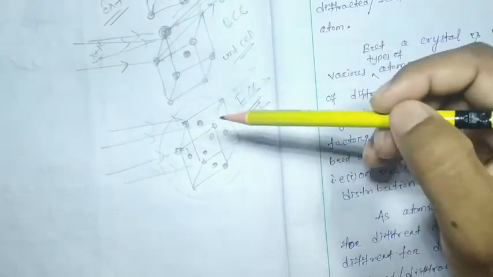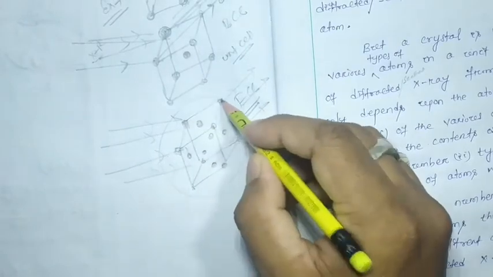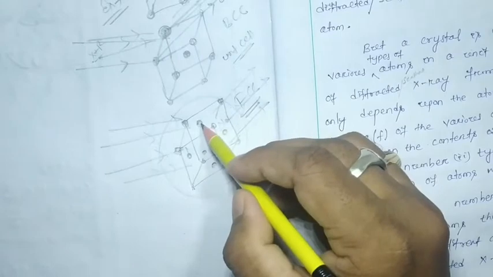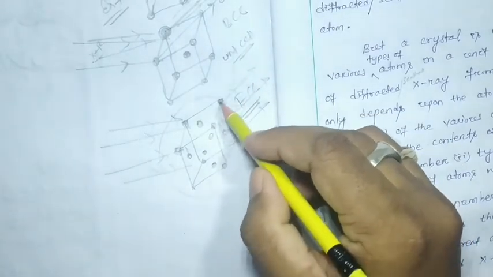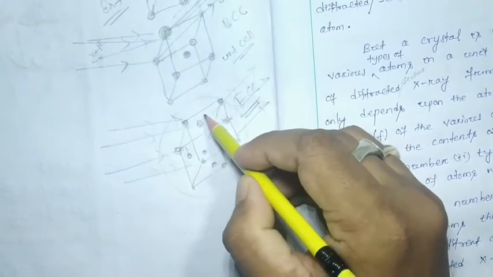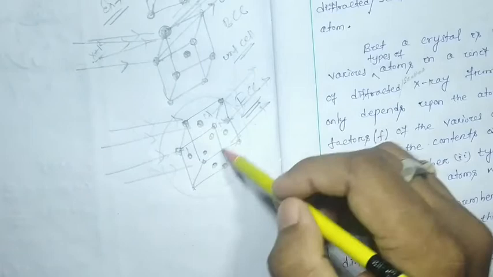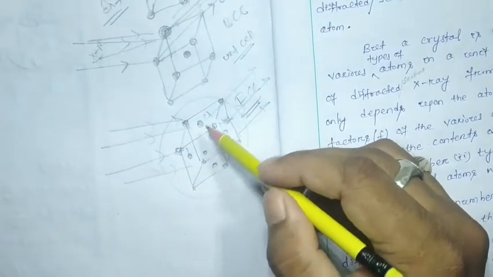And in the case of some crystals, at the corner will be one type of atom. Suppose I am giving an example: sodium at the corner and at the face Cl will be there. So sometimes in a unit cell we can find different arrangements and with different atoms.